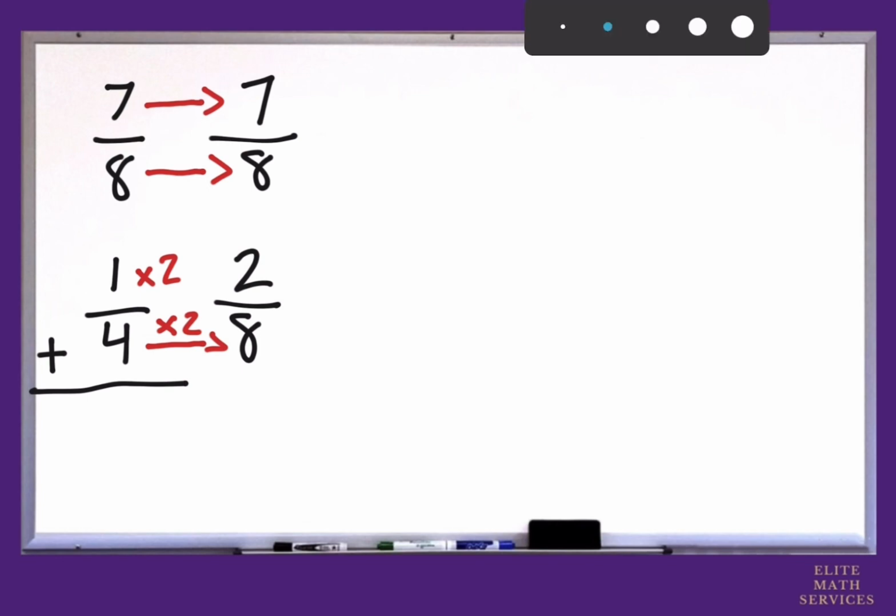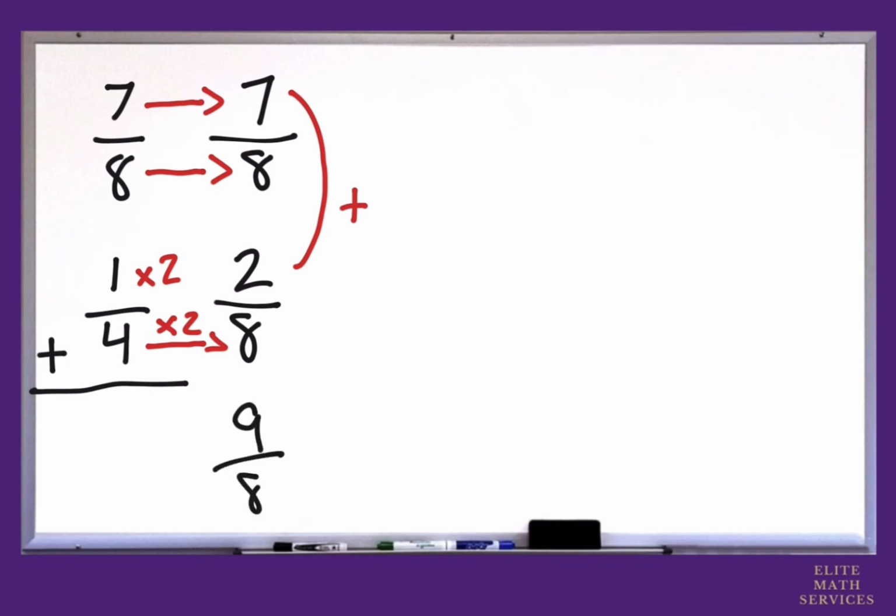Now that we have the denominators at the same number, which is 8, we add both numerators. 7 plus 2 gives us 9. So we have 9 over 8. However, this is considered an improper fraction because we have our numerator, which is larger than our denominator. So we must turn it into a mixed number.